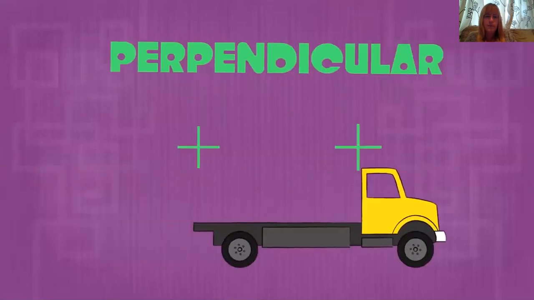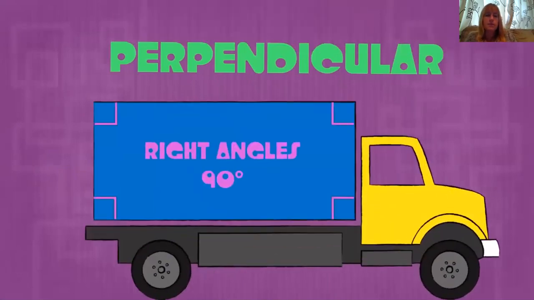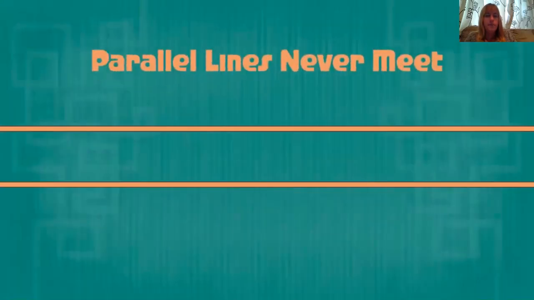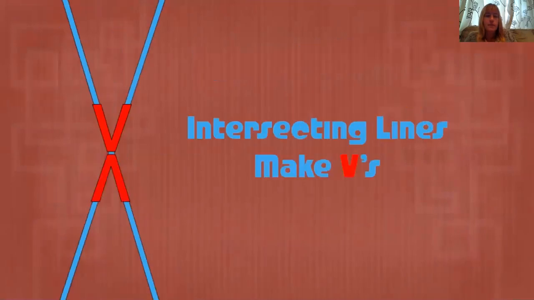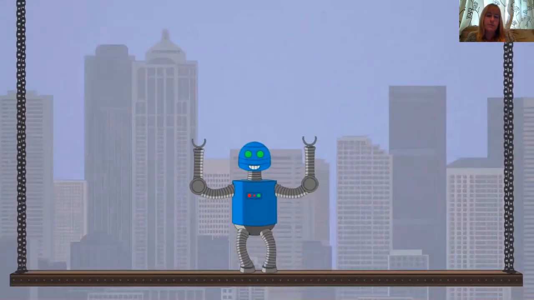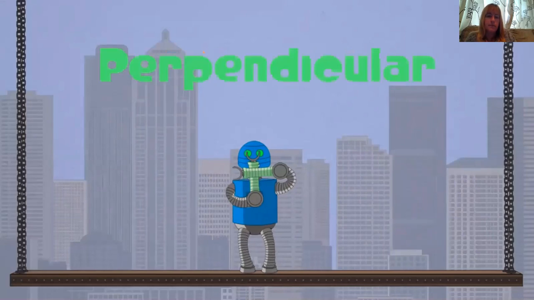Lines that are perpendicular on the rectangle's perimeter. Or let's break it down even simpler. They make right angles in particular. Parallel lines never meet. Lines meet at 90 degrees.